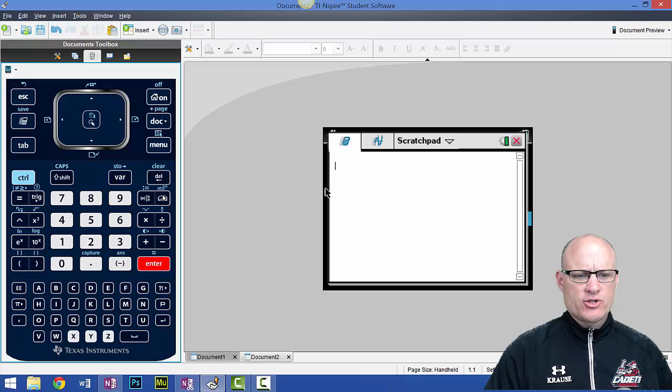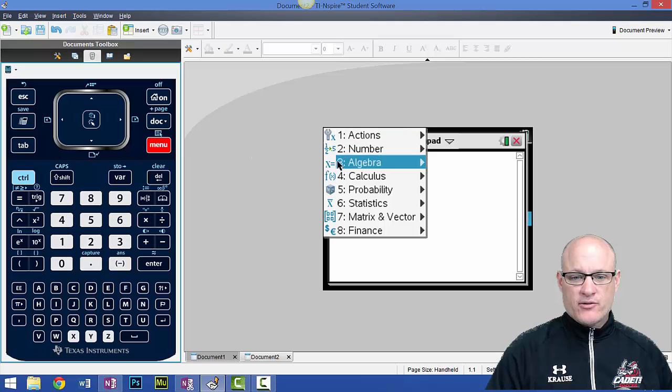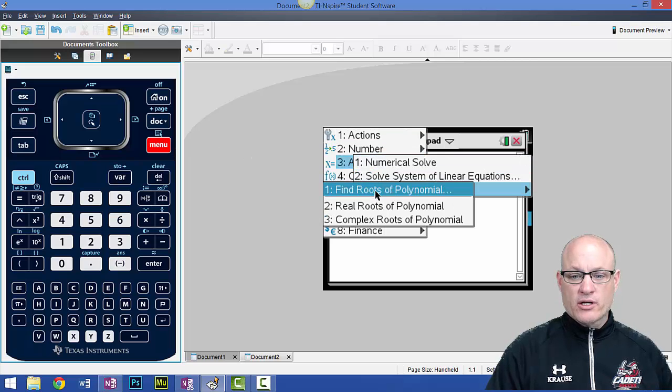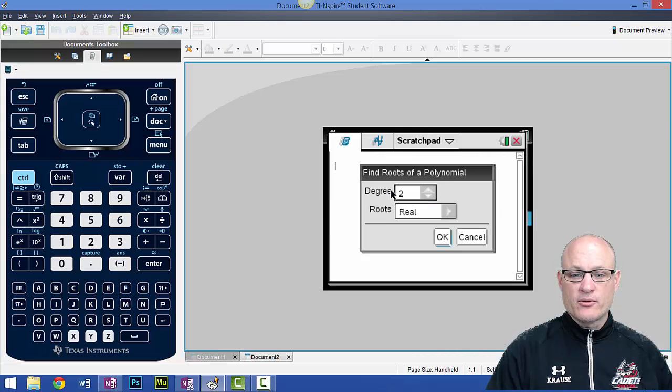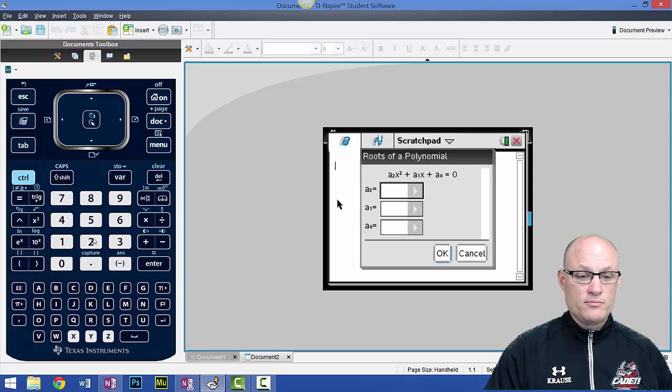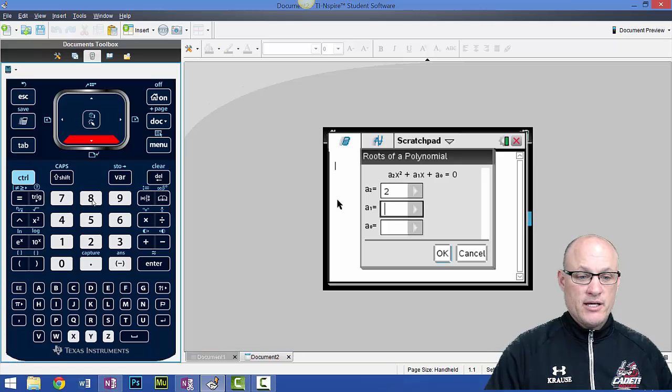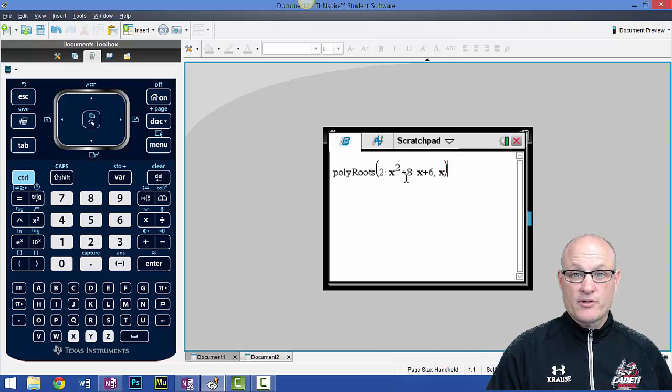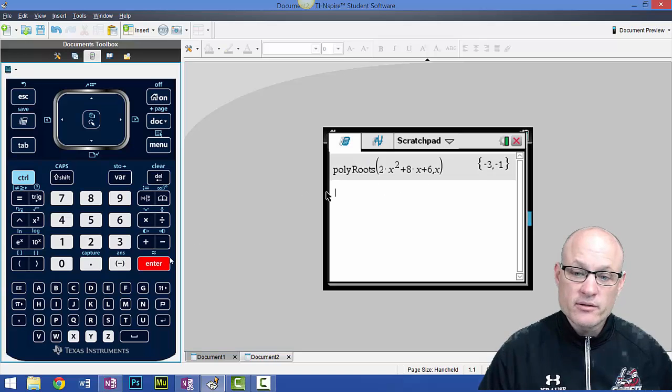So what we're going to do is go into menu. This is algebra. And we're going to work into polynomials and find roots of polynomials. Believe it or not, this will find the roots for you. It's a second degree polynomial. That means it's quadratic. And we want to find the real answers. And my choices were 2, 8, and 6, I believe, right? I hit enter. Was that my quadratic? 2x squared plus 8x plus 6? I believe so. The answers are negative 1 and negative 3.